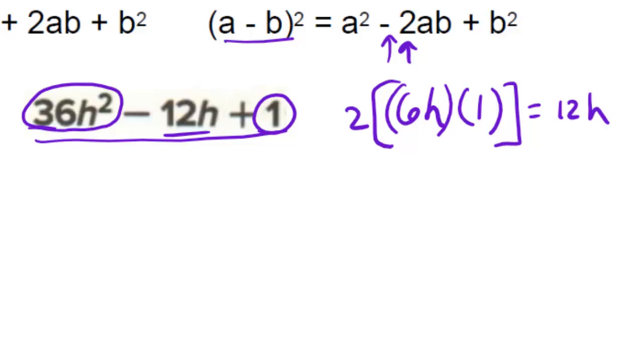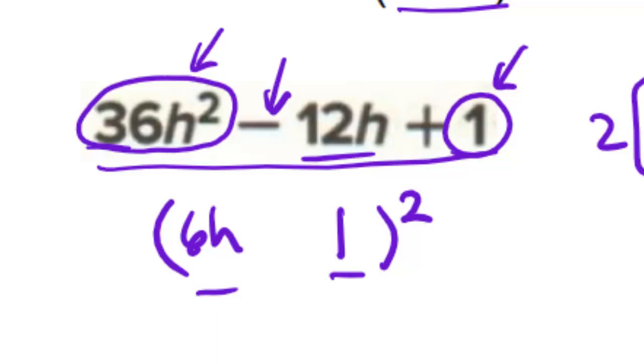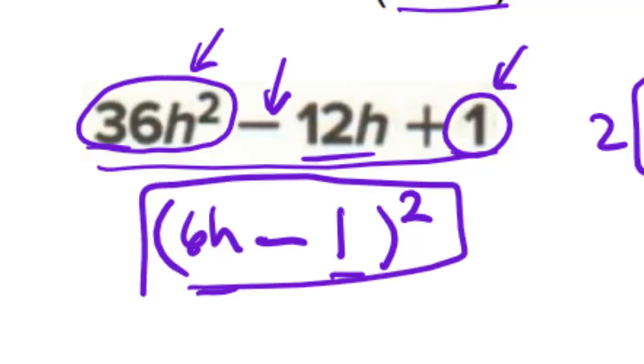Now, factoring a perfect square trinomial is real easy because it is a single binomial times itself, or binomial squared. What goes in the first position is the square root of the first number, which is 6h. What goes in the second position is the square root of the last number, which happens to be 1. And this middle sign is always the sign in between. So 6h minus 1, squared, is the factored form of our trinomial.